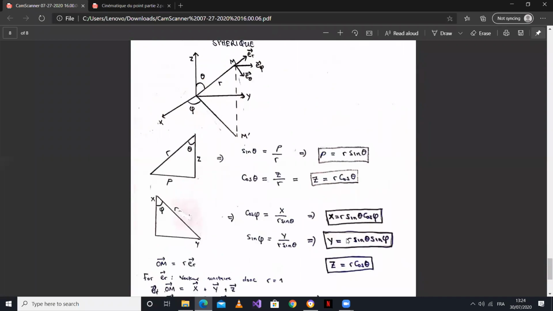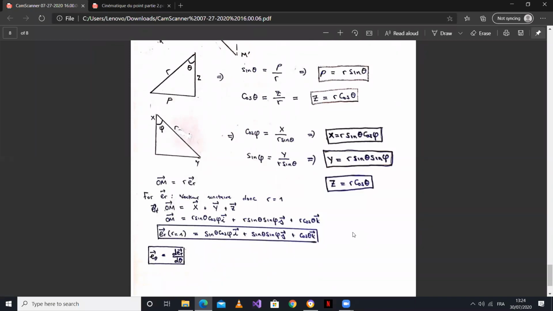Which is what they have here, R sine theta sine phi. So we have our expressions for X, Y, and Z in terms of R, theta, and phi. Cartesian to spheric, we have X being equal to R sine theta cos phi, Y being equal to R sine theta sine phi, and we have Z being equal to R cos theta.